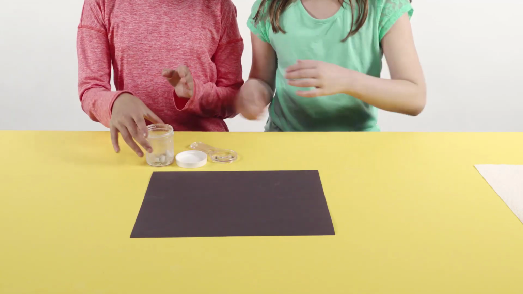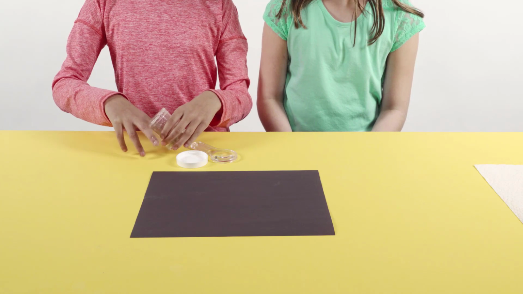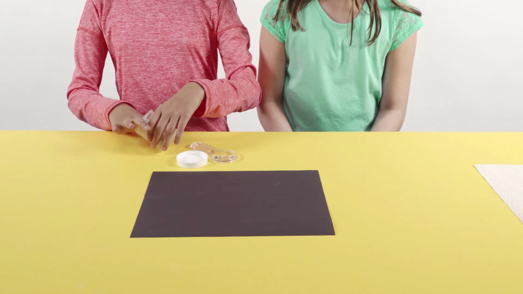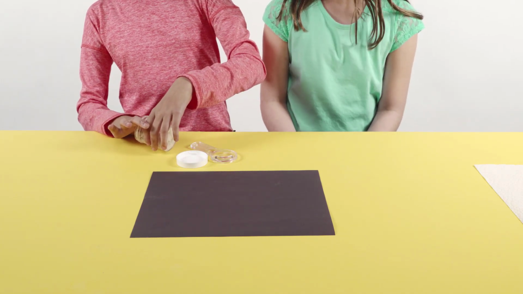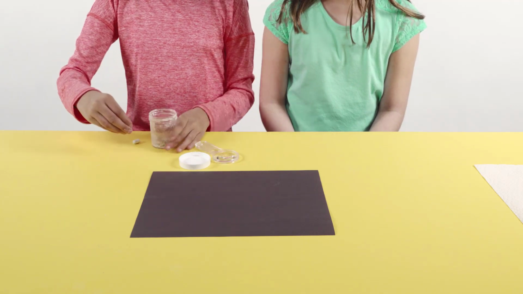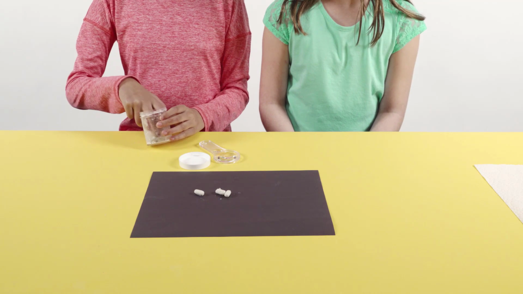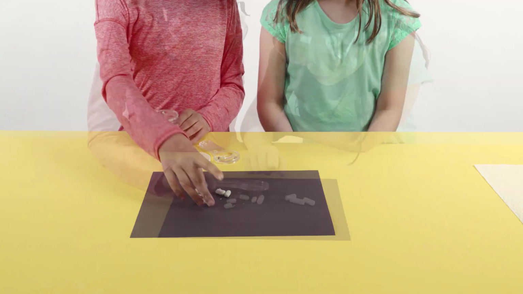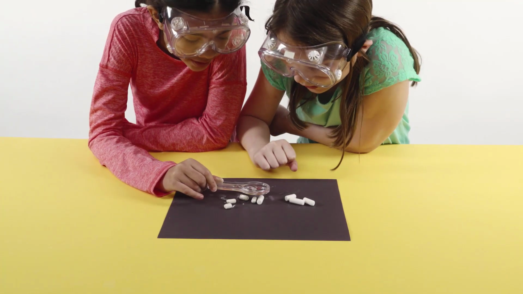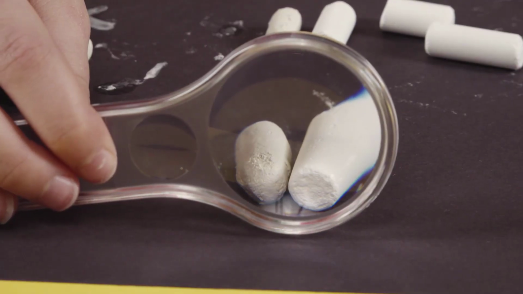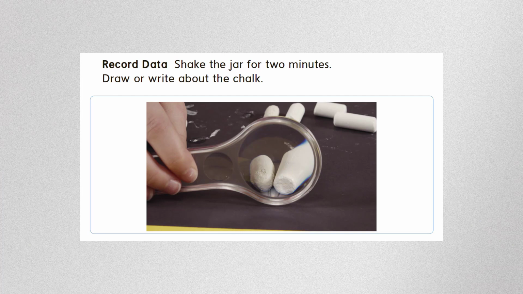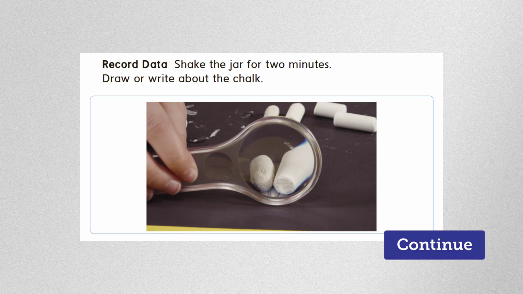Carefully remove the lid. Pick out the 4 pieces of chalk and place them in front of you. If your chalk is still wet, you can place it on a folded paper towel. We used a sheet of black construction paper to make observing the chalk easier. Use the hand lens to get a closer look at the chalk. What differences do you see? Record your data. Draw or write about the chalk in your notebook. When you finish recording your data, select Continue.